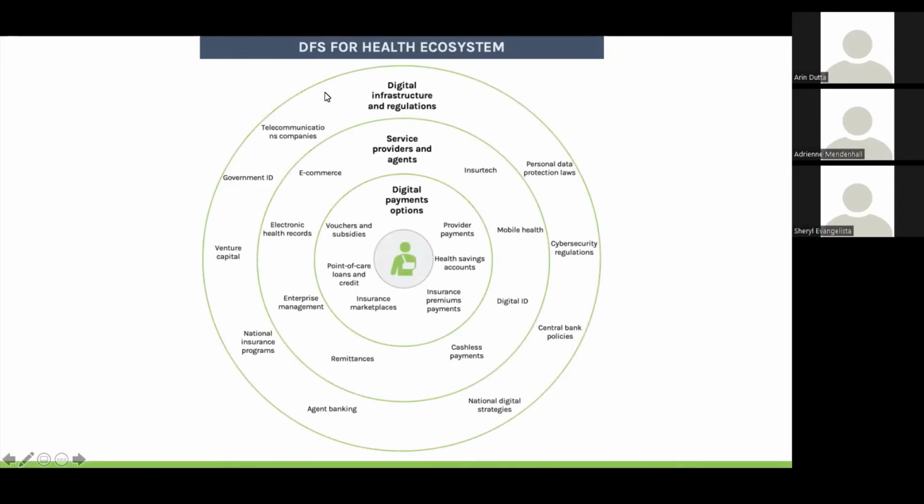I think I took a bit of time to go through that, so I'm going to go through this a little bit more quickly. When we look at what is the digital financial services for health ecosystem, we always put the patient at the center. So even if we're talking about a supply chain management model, or we're talking about better claims reconciliation between providers and payers, everything that we do is still with the intent to improve patient care and reduce their vulnerability to those healthcare expenses.